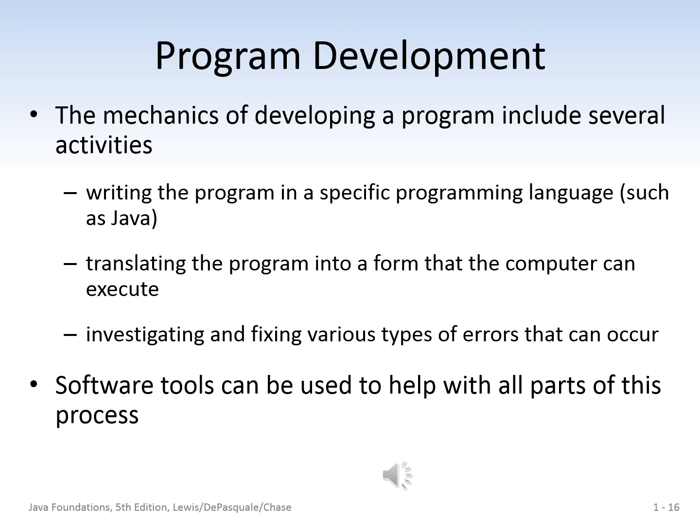Once again, the content of this slide should be nothing new to you. The mechanics of developing a program: you write the program in a specific language, such as Java. One unique aspect of Java is that it's an architecture neutral programming language, which we'll get to in a few minutes actually. And you translate the program to a form that the computer can execute. And then obviously you're debugging, fixing various types of errors that occur. And there are software tools that will be used all along the way to help with this process.